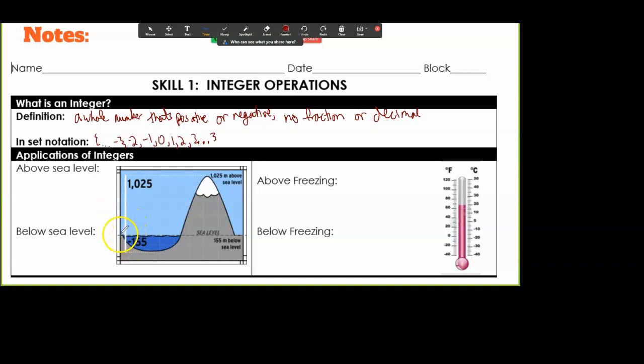When we apply these, we can have positive and negative integers. For example, above sea level, this is 1,025 miles above sea level, so it's going to be a positive 1,029 miles. Sorry, it's just meters. And this 155 down here is 155 meters below sea level. Same with temperature. If a temperature is above freezing, it's going to be like a positive 20, or a freezing one is going to be a negative. So we can also use that in the Celsius unit to know positive or negative.